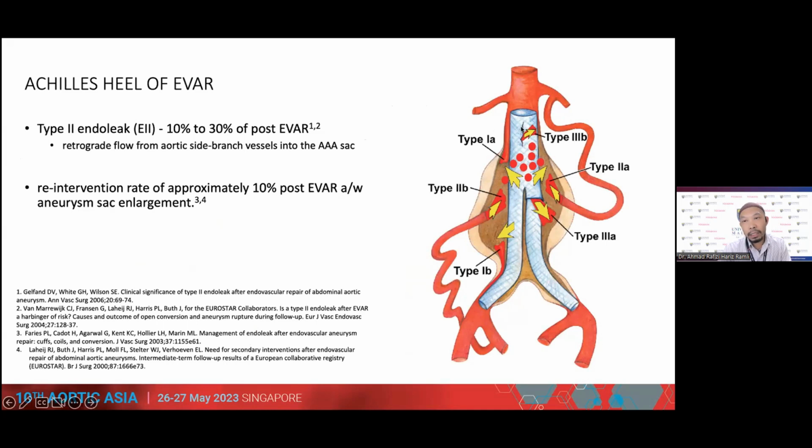So we have multiple types of endoleaks as depicted here. We have mainly type 1, and type 3 is the one that is quite dangerous, where it's high flow. Type 2 is the low flow, from backflow from the vessels, from the lumbars or from the IMAs. And the re-intervention rate is quoted at about 10% post-EVAR due to these issues.